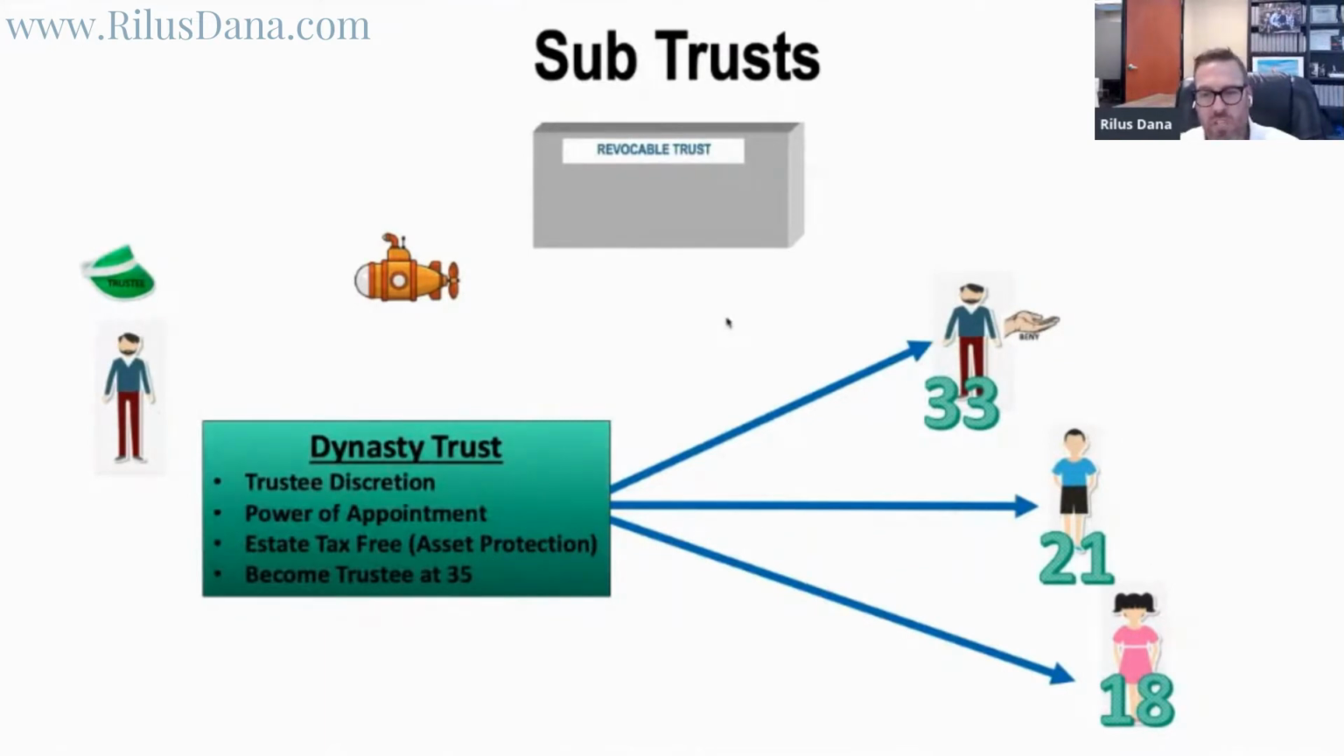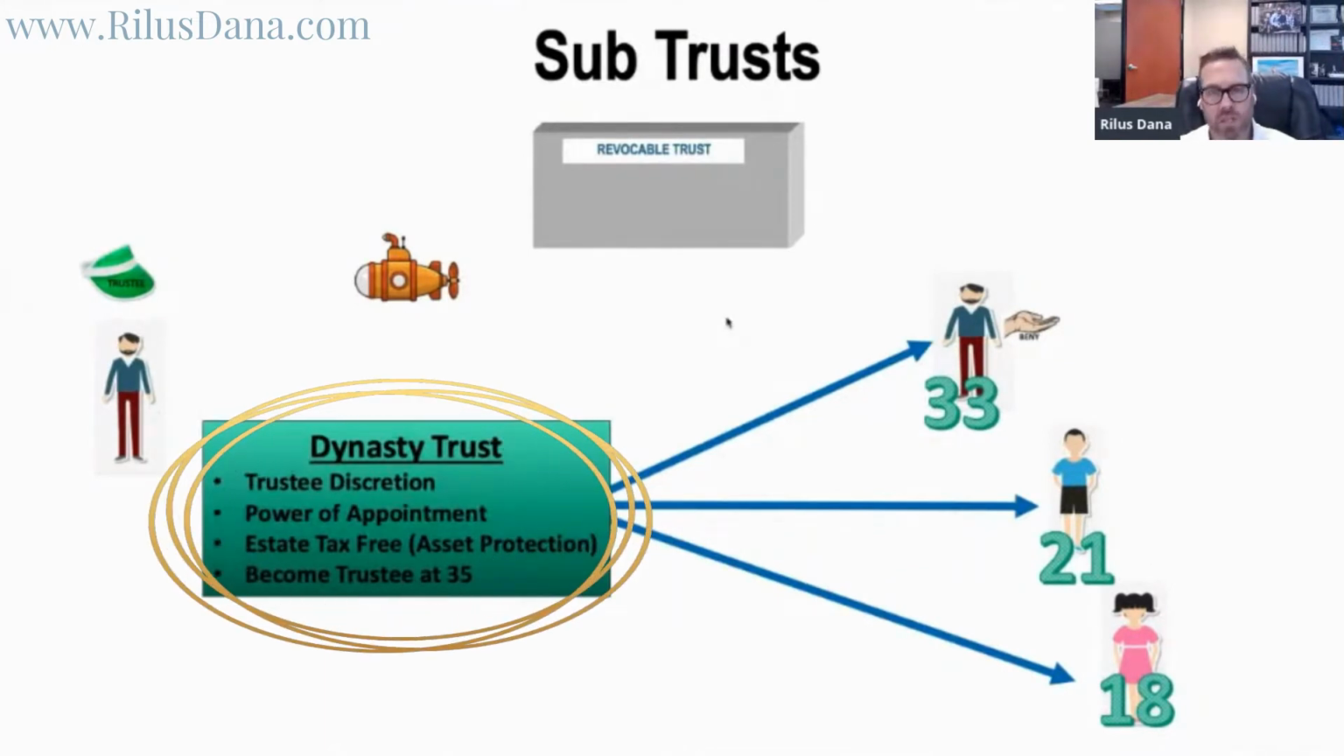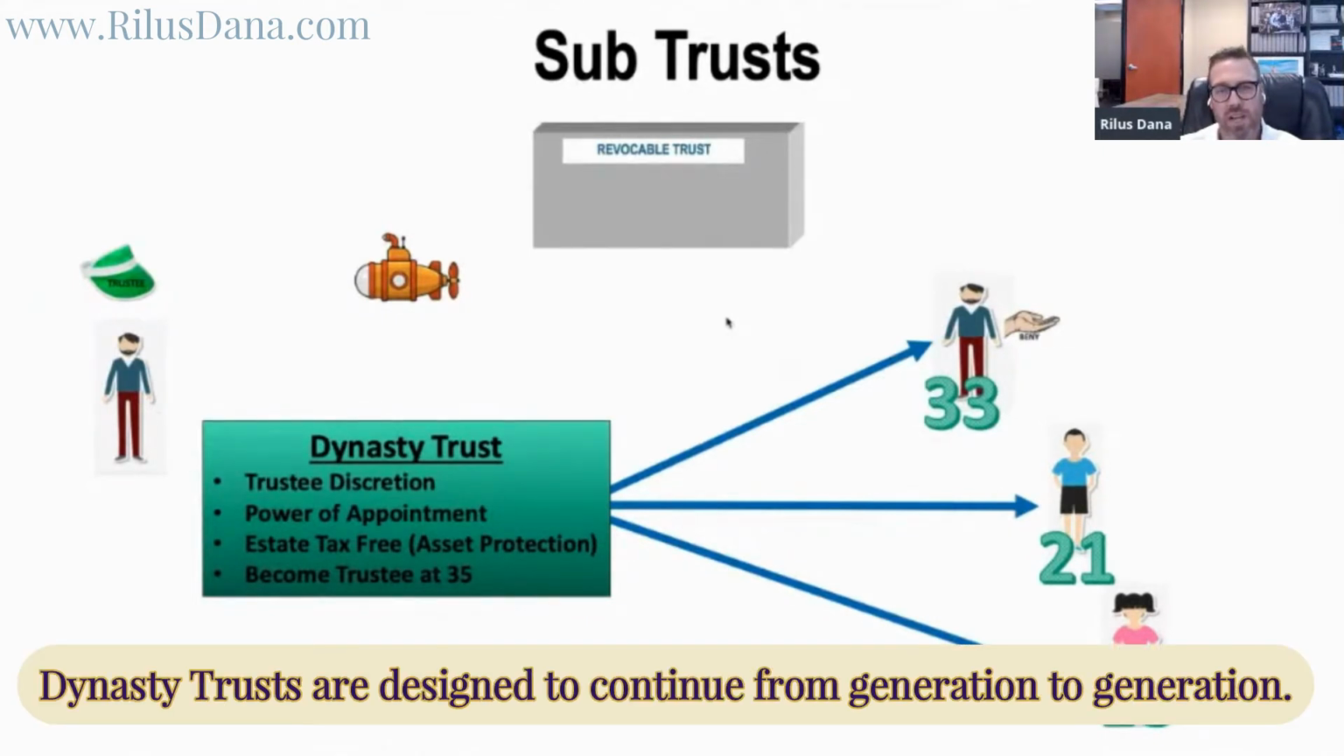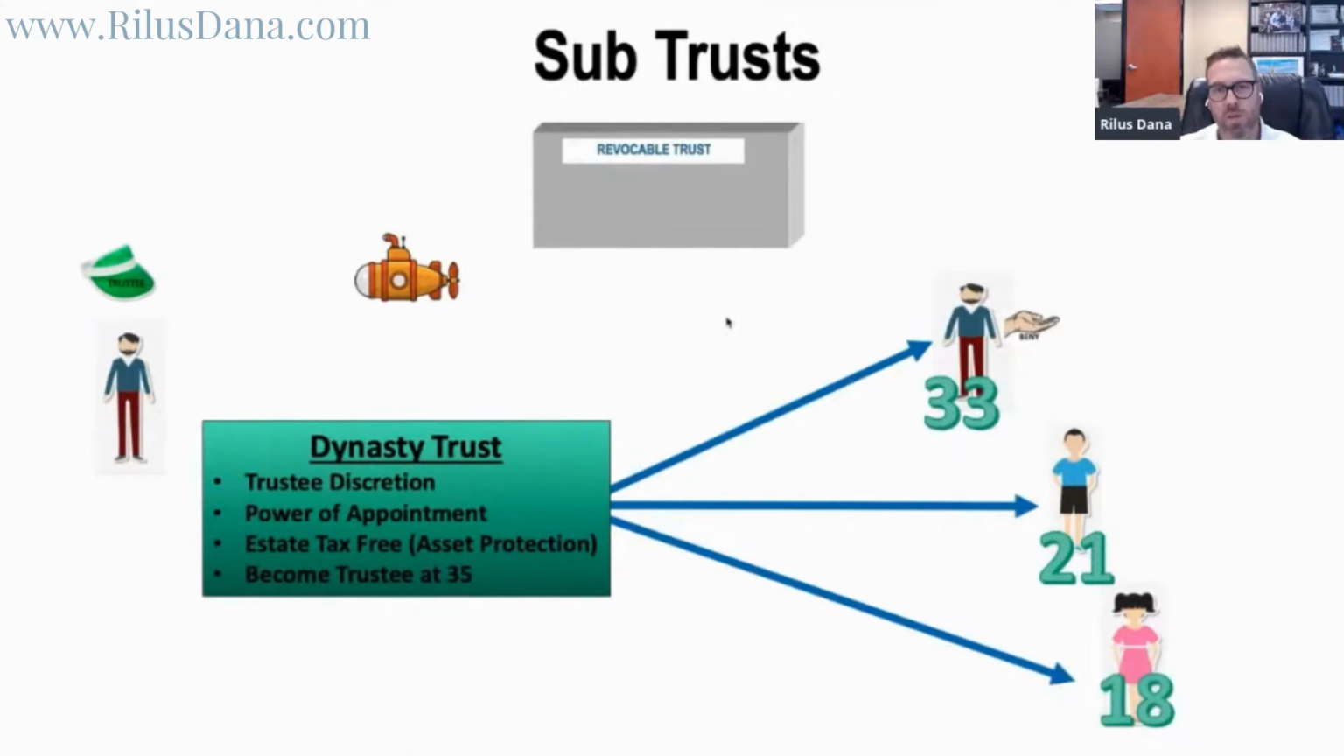Another type of subtrust is what we call a dynasty trust. Generation skipping trust is the tax term, for all you tax nerds out there. A dynasty trust is a trust designed to continue from generation to generation. It's commonly called a dynasty trust by estate planners, where you're creating a legacy, something that's going to live on far beyond you, hopefully.